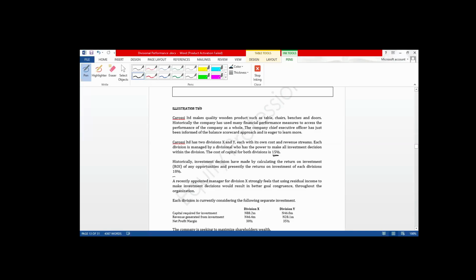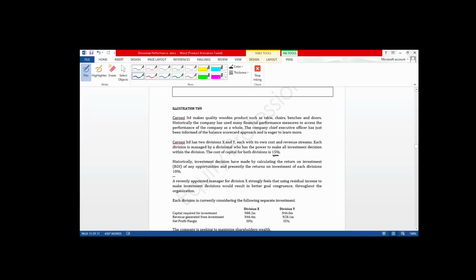How can we evaluate the performance of individual divisions within the same organization? How can you evaluate the performance of different divisions within the same company? We now discuss performance evaluation, we discuss return on capital employed. That is the return on investment.